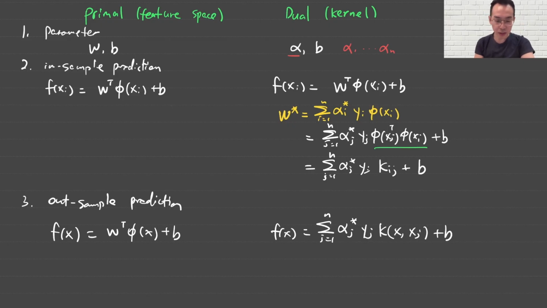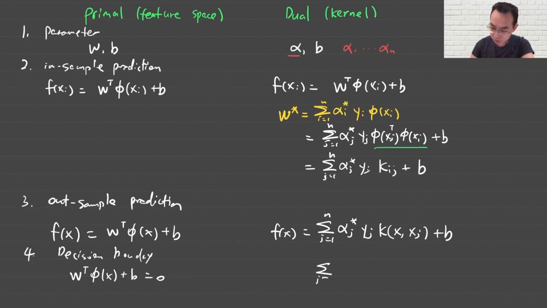All of this implies that our decision boundary can also be written down in this kernel form. The decision boundary is just w transpose phi x plus b equals 0. Here we also have the kernel form of the same thing: the sum of alpha j star yj K of x, xj, plus b equals 0. All of this is actually the result of our weight vector living in the span of the training data points. So that's the key intuition.